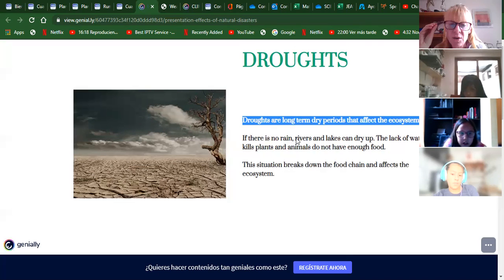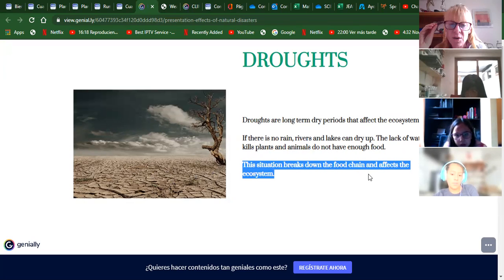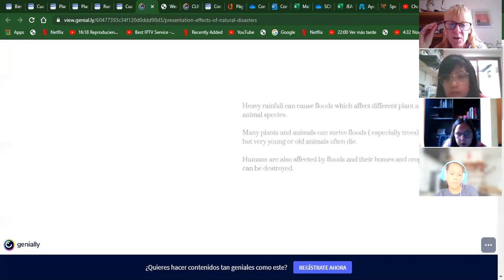What happens? Rivers dry, evaporate, disappear. Lakes evaporate and dry, they disappear. There's no water, plants die. Animals die. Animals can't drink and there's no plants to eat. What happens? The situation, a drought, breaks down the food chain. La cadena alimenticia se desbarata totalmente. Hay etapas, hay pasos de la cadena alimenticia que desaparecen. Entonces, ya no funciona. And the ecosystem is completely affected negatively, okay? So that is the drought. Thankfully, aquí no tenemos este problema. So natural disasters, droughts. The opposite, floods.